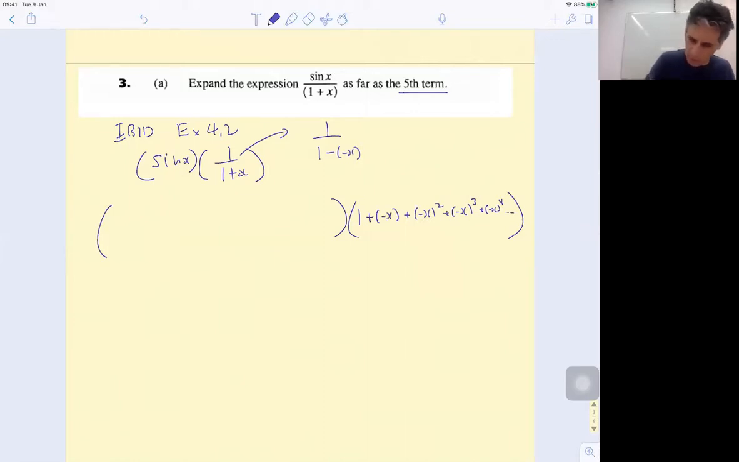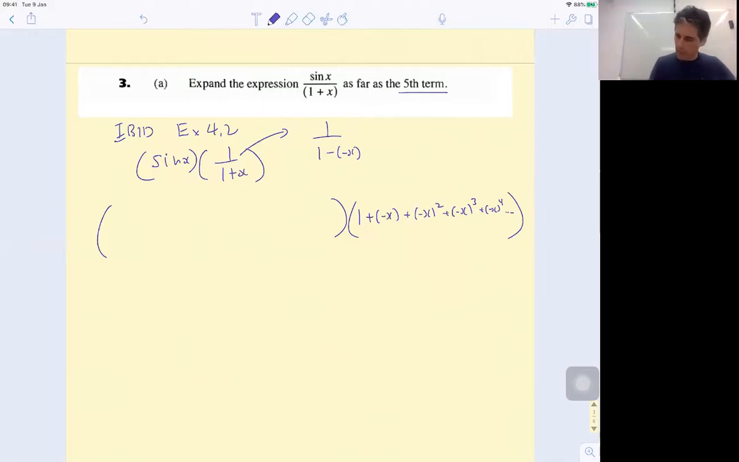And we'll keep track of everything in an organized way by first putting in the first line the multiplication of x times all of these terms over here. So that gives us what? x minus x squared plus x cubed minus x to the 4th plus x to the 5. There's 5 terms there, so we don't have to go any further.